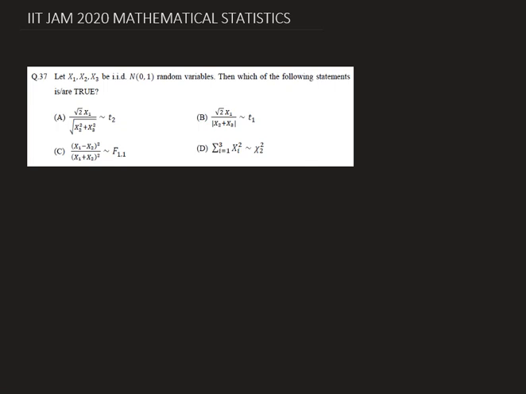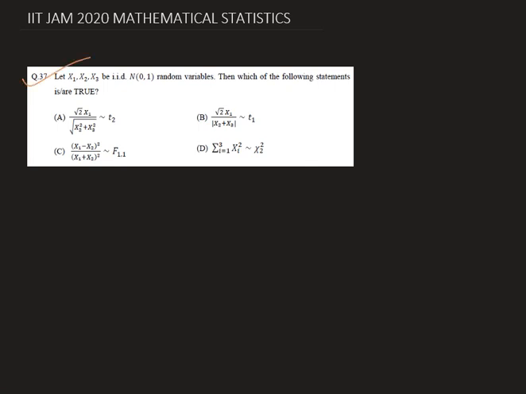Hello, today we are going to solve question number 37 from IIT JAM 2020 Mathematical Statistics. Question number 37 means this is a problem from section B, hence this is an MSQ type question. MSQ type question means multiple selection type questions where we are given 4 options and among these 4 options more than one can be true. So we need to find all the correct options among the given options to get the full marks.